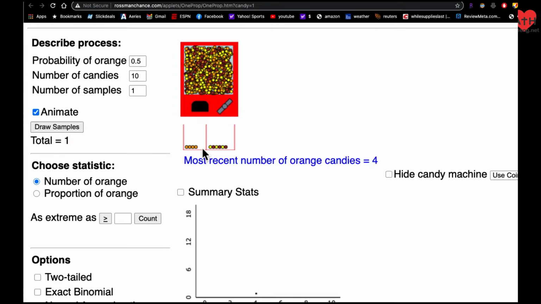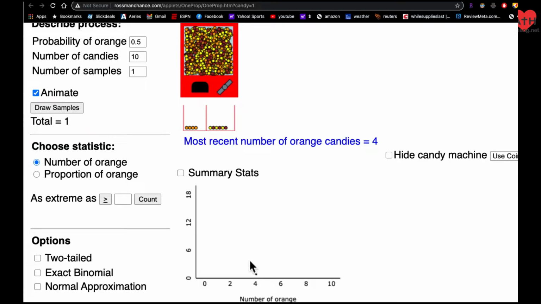Out of 10 pieces of candy, 4 of them were orange, and it placed it here on this dot plot. Do you see that? Remember, I expect half of them, because 50% they say are orange, so that's where it should be. Okay, let's keep sampling. Uh-oh, I got 3, 5, 7, kind of all over the place.